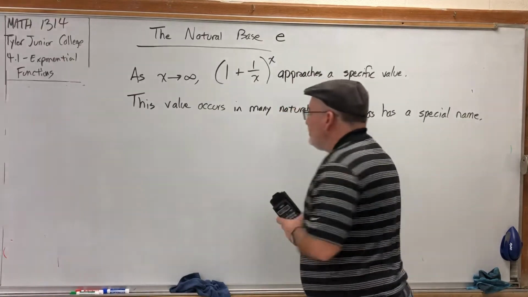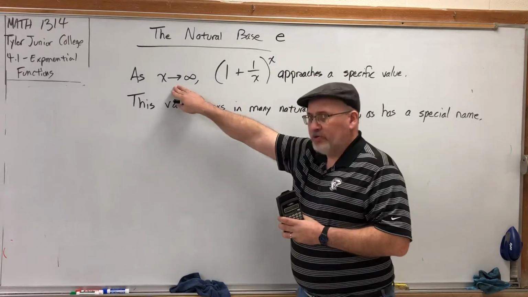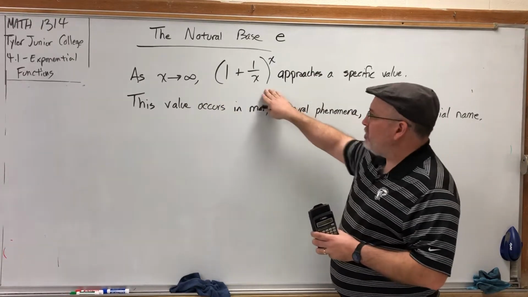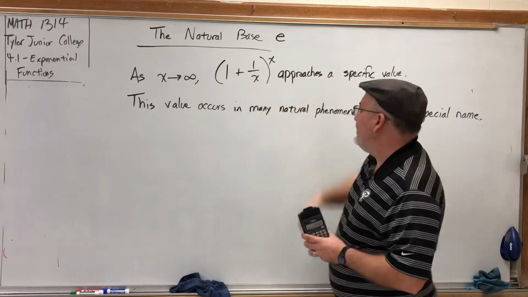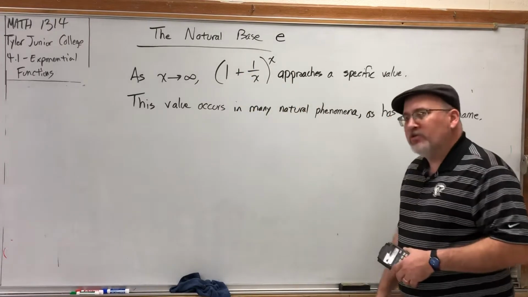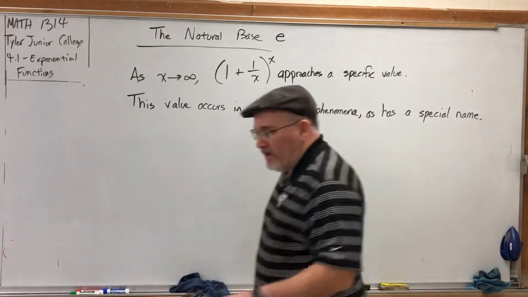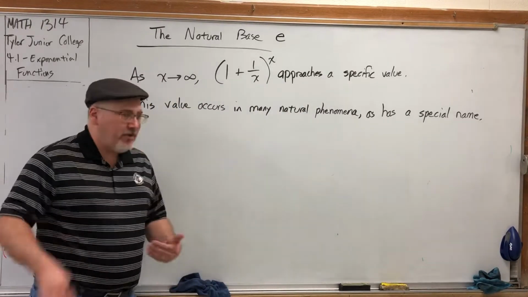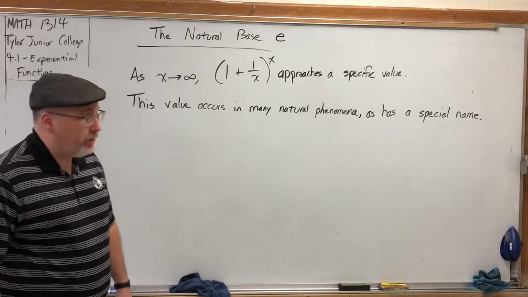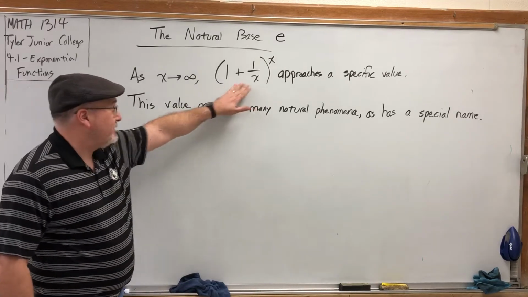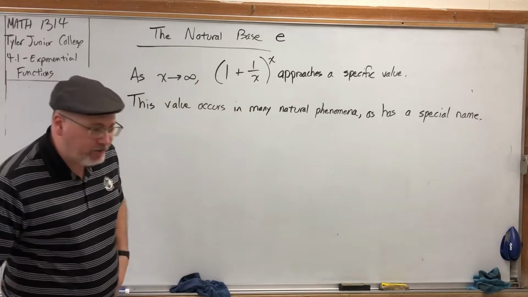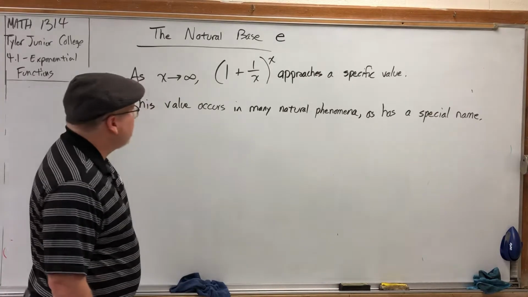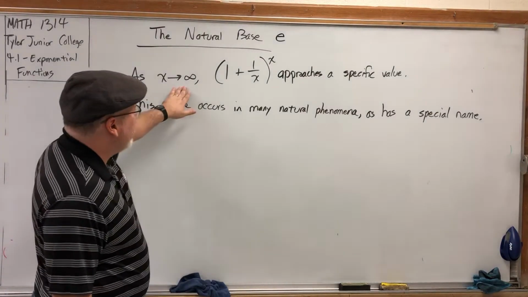As x approaches infinity, meaning that x gets larger and larger, the expression 1 plus 1 over x to the x power actually approaches a specific value. And there's a lot of places in nature where if you model natural phenomena using algebra, this expression arises as x gets larger and larger. There's another equivalent to it where something gets closer to 0.